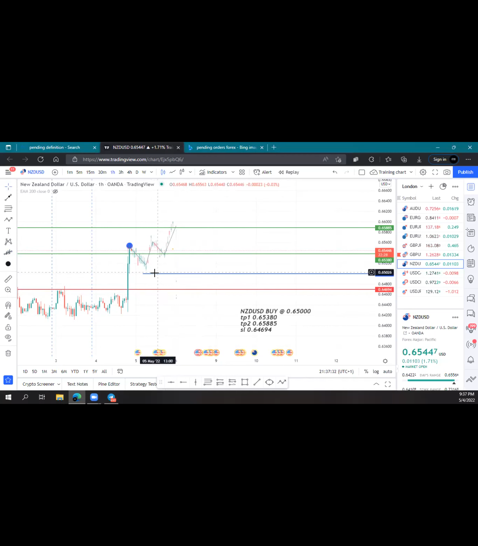Guess what? If it doesn't hit the buy limit, what am I supposed to do? I cancel the trade. I cancel the buy limit. Why? Because you might forget the buy limit there, and guess what? The market might come down and not hit the buy limit, or it might hit the buy limit but not go up. It goes straight to your stop loss. Guess what? You still lost money, right?